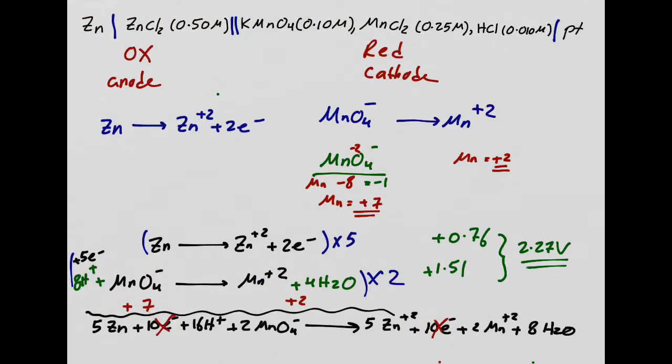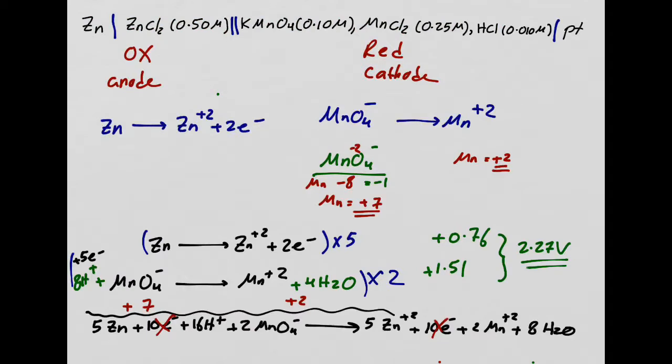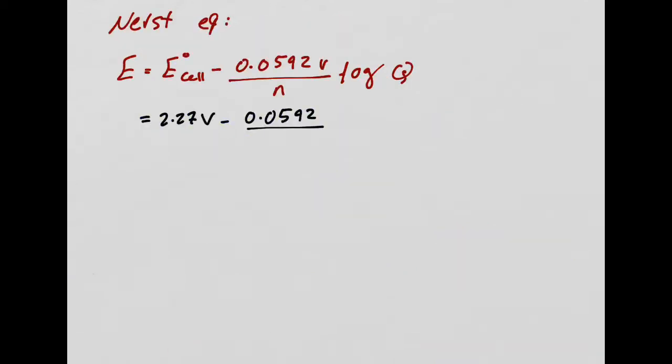So that is my standard condition. That's what I would get. So that would be 2.27 volt minus 0.0592 over n. What is my n? How many electrons were transferred? This is easy, right? 10 were transferred. This is why I wanted you to do the long way. Log. Now, what is going to be Q?